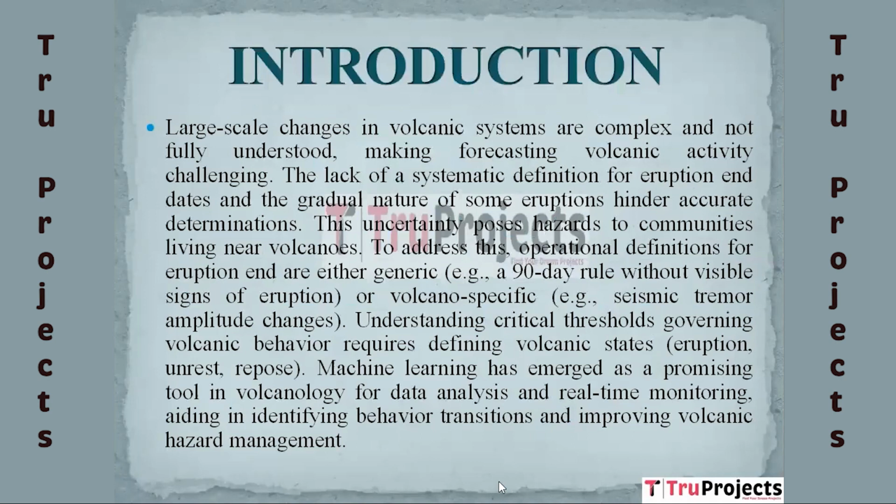Introduction. It is difficult to predict volcanic activity because large-scale changes in volcanic systems are complex and poorly understood. Accurate determinations are hampered by the absence of a systematic definition for eruption end dates and the gradual nature of some eruptions. Communities living near volcanoes are at risk due to this uncertainty. To address this, operational definitions for eruption end are either generic, such as the 90-day rule without visible eruption signs, or specific to a given volcano, such as seismic tremor amplitude changes.